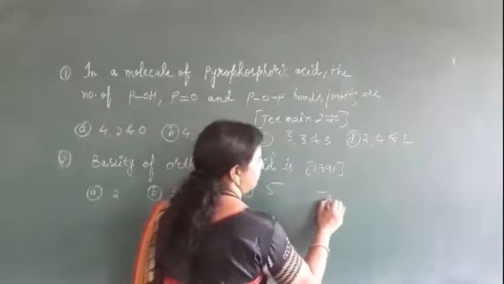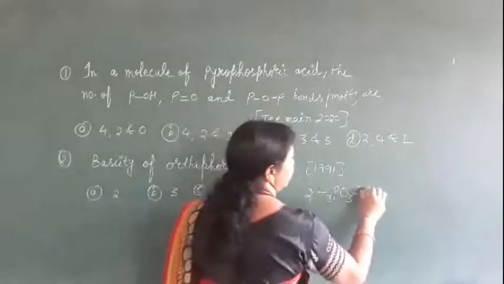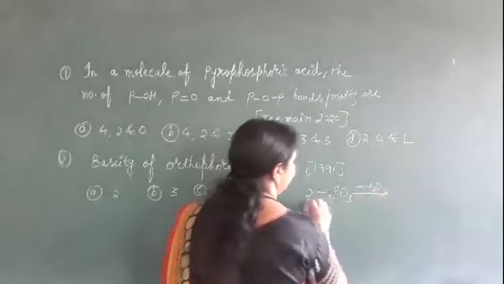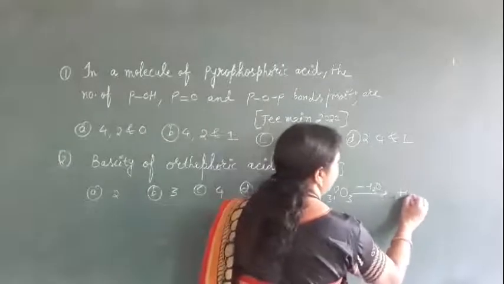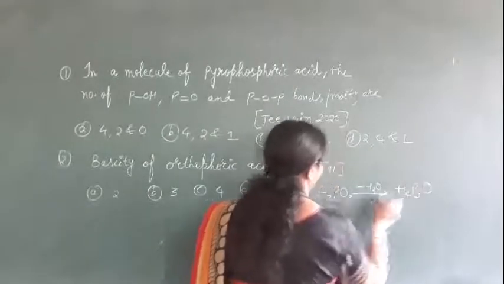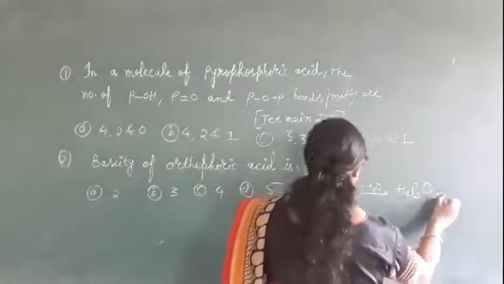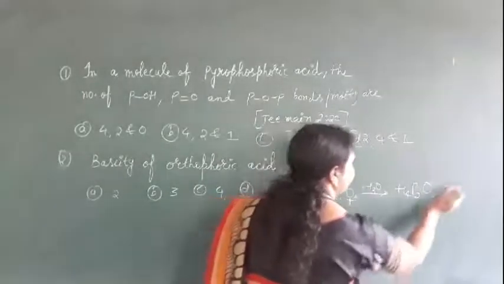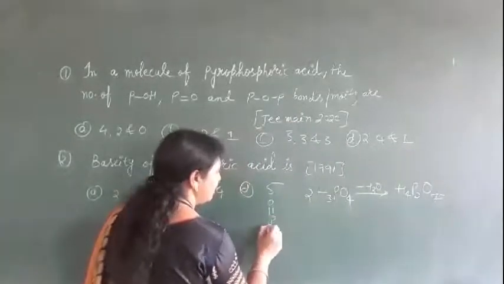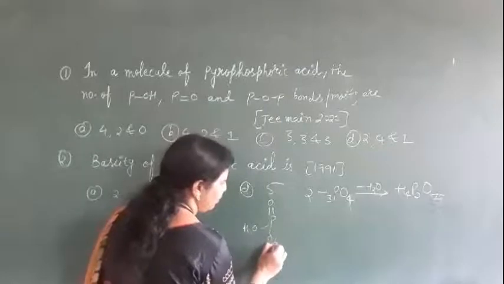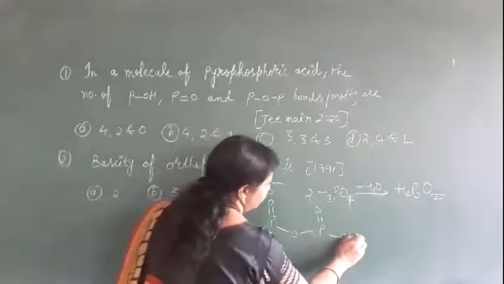If you keep in mind 2H3PO4 minus H2O, what will we get here? 2 times 3 is 6, 6 minus 2 gives H4P2O. 4, 2 times 4 is 8, 8 minus 1 gives 7. So H4P2O7 it is. The structure we just drew here is P double bond O, OH, OH, then O, then P double bond O, OH and OH.